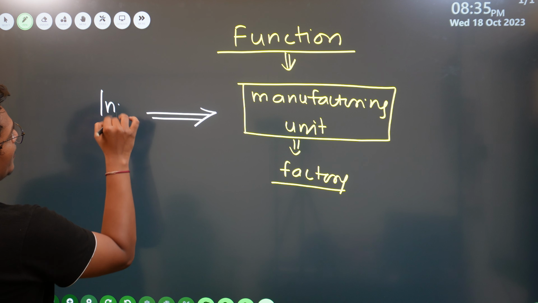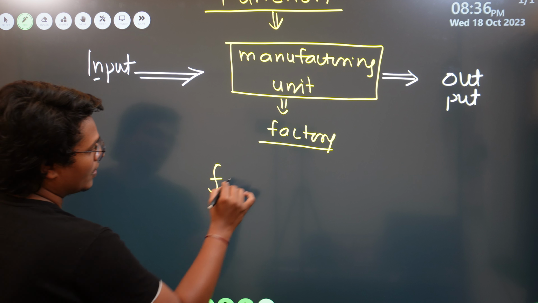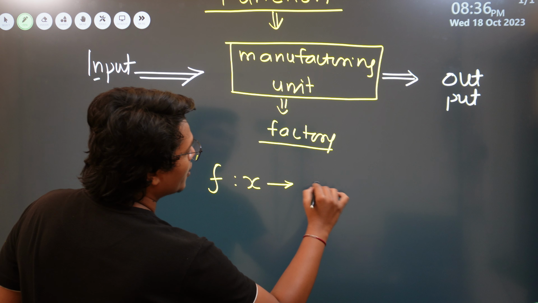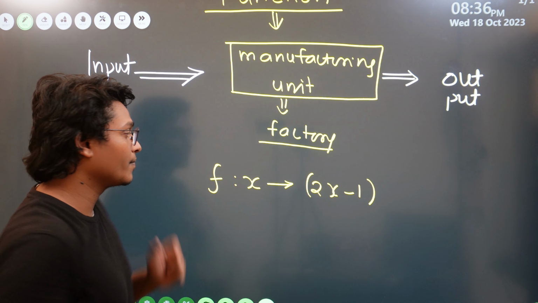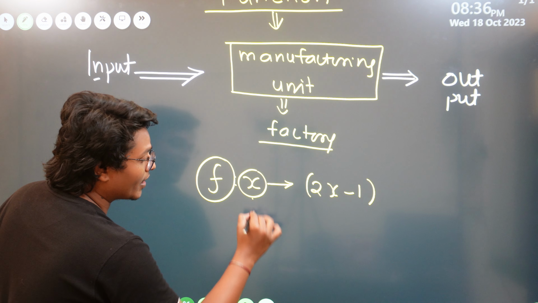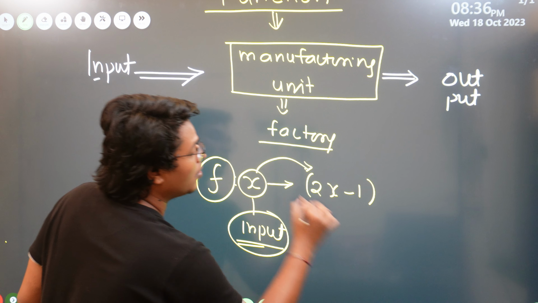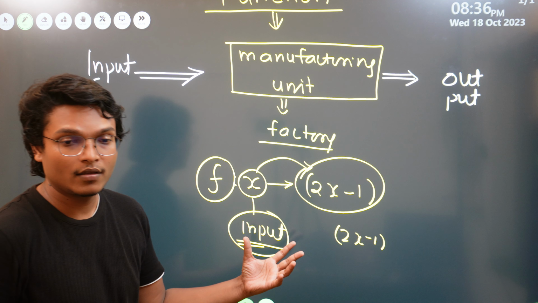Okay. So how do we define a function? A function is basically written like this: f such that x becomes 2x minus 1. Understand first what I am writing. The function is given in such a way that if you give input x, that input x will be converted into output 2x minus 1.